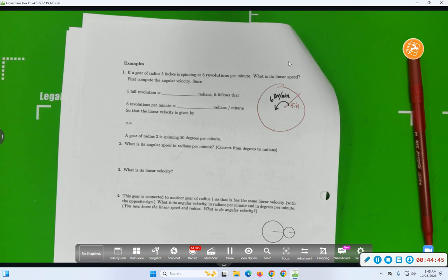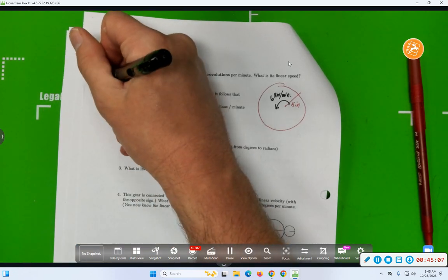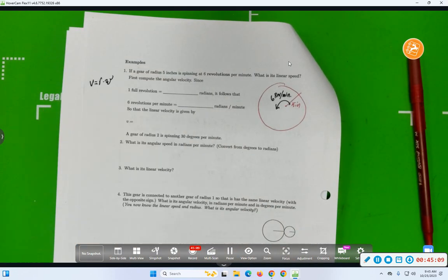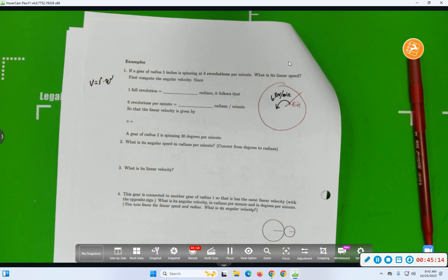Let's just see if we have all the information we need. Do we know the angular speed of this spinning gear? Revolutions per minute. Do we know the radius? Is that all the stuff we need to find the linear speed? Yeah. We have a formula. Linear speed is radius times angular speed. But I guess I better convert to radians first.